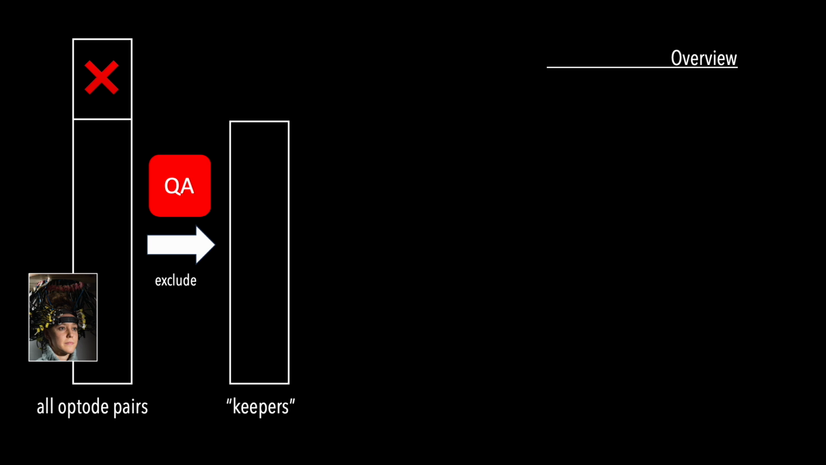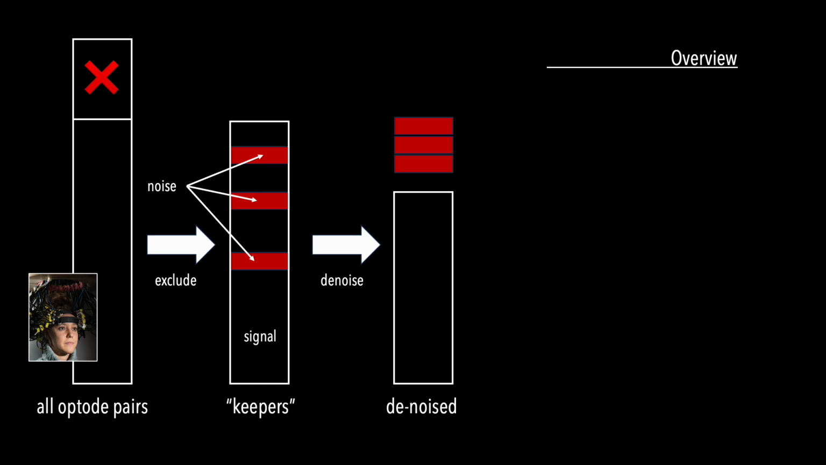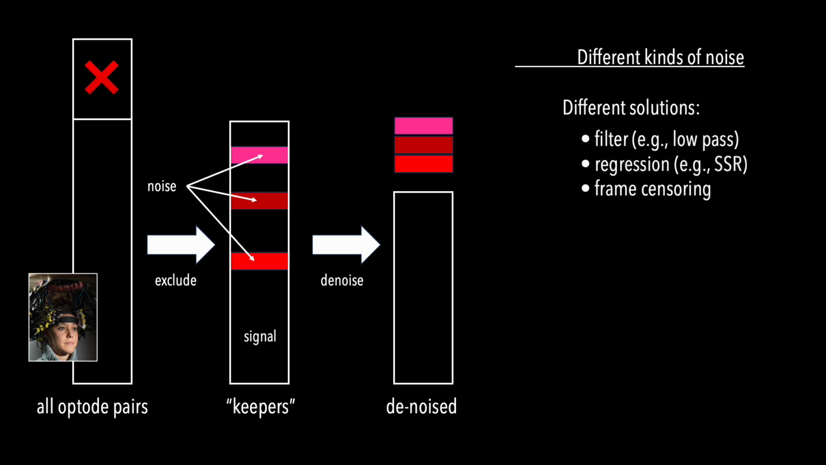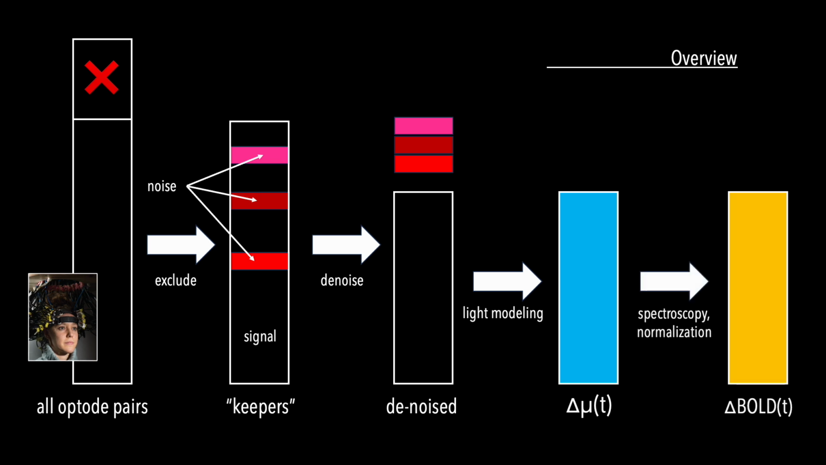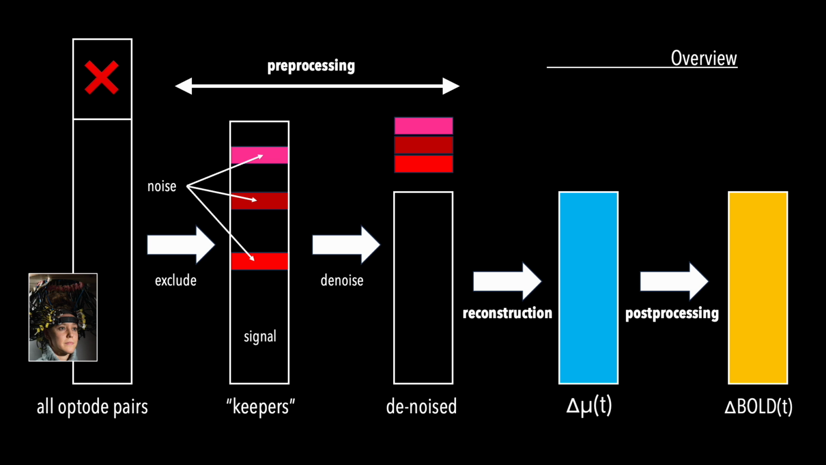Data that passes QA nonetheless contains a mixture of signal and noise, and the latter must be removed before the data can be used in reconstruction. Because multiple types of noise are typically present, multiple denoising strategies are employed, such as filtering, regression, and frame censoring. Next, the denoised data is combined with a light model to generate a volumetric reconstruction of light absorption. Lastly, the absorption map is converted into a map of brain activation, which is typically normalized to MNI space to permit group analysis. As introduced earlier, we group operations as pre-processing, reconstruction, and post-processing.